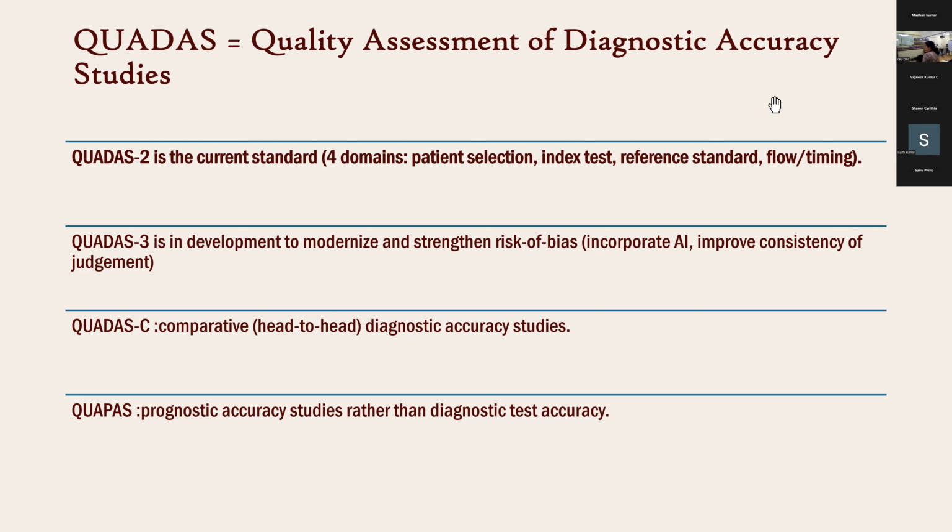There's also a QUADAS-C, which is basically a head-to-head diagnostic accuracy tool. So far we've been talking about an index test and a reference test. But if you're comparing, say, ProCal versus NGAL for sepsis, those are two tests which you're comparing head-to-head. Then you have a QUADAS-C, and there's also a QPAS, which is for prognostic accuracy studies. But here we're looking at QUADAS-2.